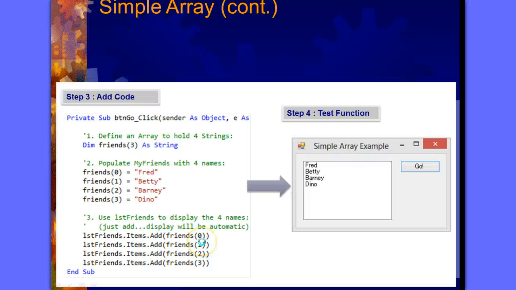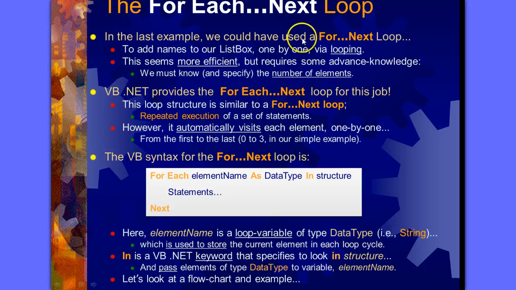So let's go back to this again. For each element name as data type in the structure, and then you do something, and then next. Here, element name is a loop variable of type data type, i.e. string, which is used to store the current element in each loop cycle. So it's used to store the first element of our array, and then the second element of our array, and so on, f, or element name, right?